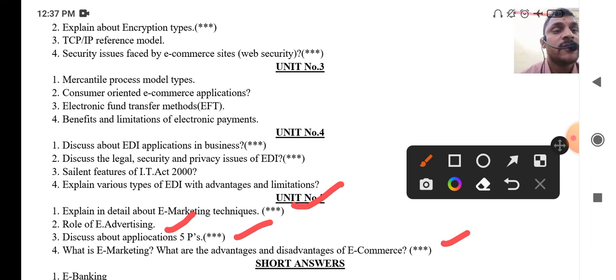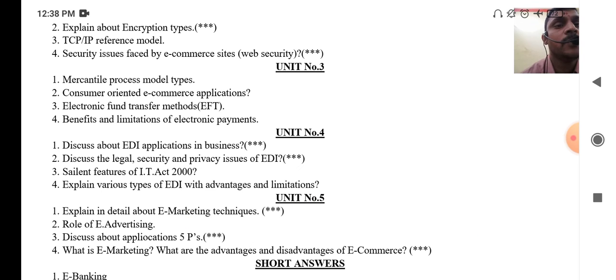3. So the next, when it comes to the last question from this unit 5, what is e-commerce? What are the advantages and disadvantages of e-commerce? So it's a very important question. So first write down the definition of e-commerce and advantages and disadvantages of e-commerce. So these are the very important questions from unit 5.